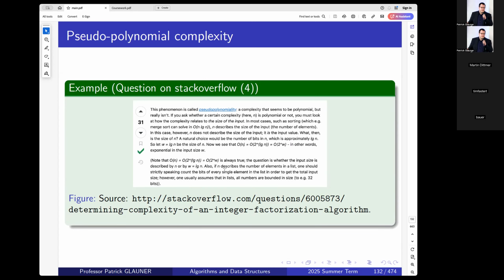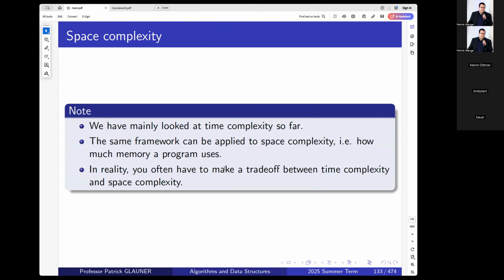This is the pseudo-polynomial complexity, and so far we've always looked with our studies today at the running time of an algorithm. But running time is not the only thing you need to think about, because your algorithms also need space in your RAM. If you just have a few constant values in your algorithm, it needs constant much space.